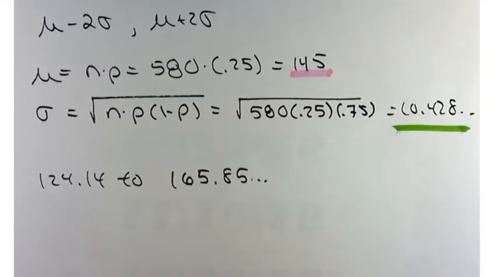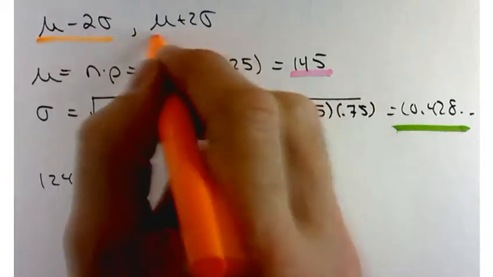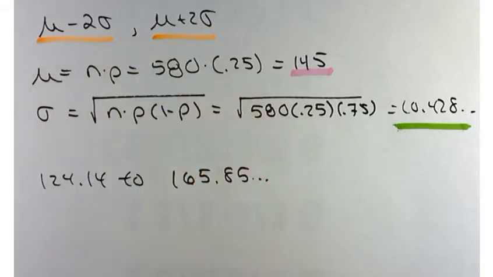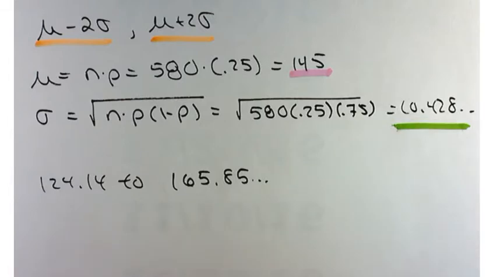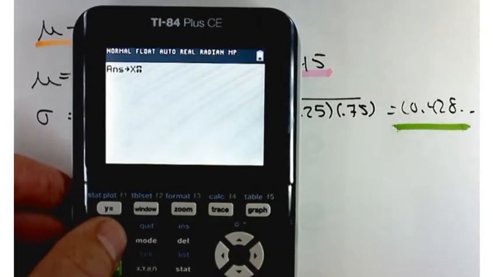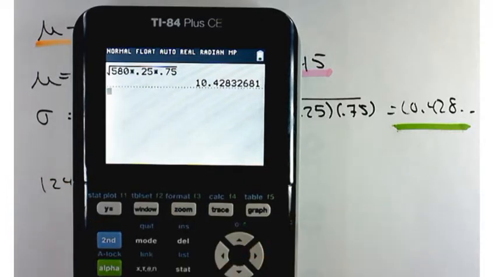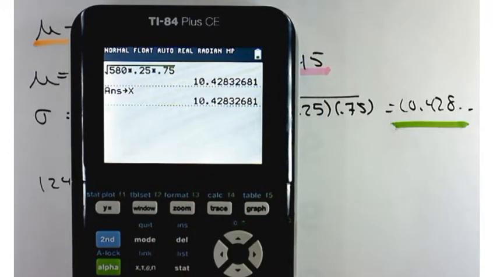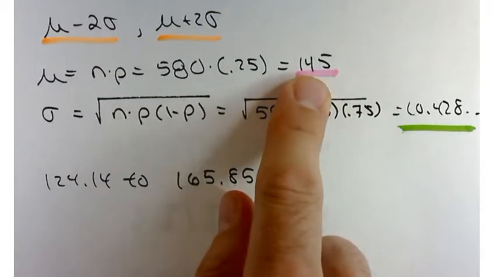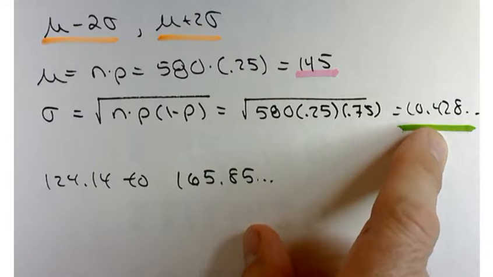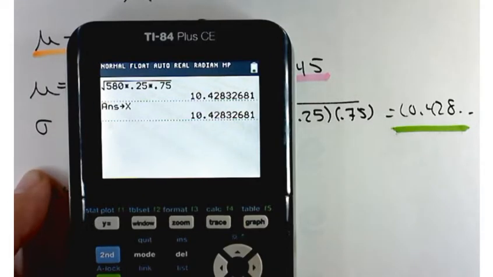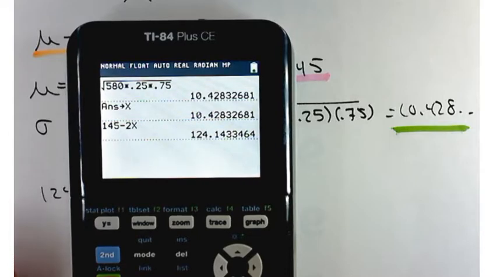To find the range of your typical values, we had to find this quantity, mu minus 2 sigma and mu plus 2 sigma. My shortcut, once I had this number on my calculator, let's pull that up again. I stored that in X just to make my calculation easier, so I didn't have to type in that number. Then I calculated the mean, which is 145 minus 2X, that gave me my lower limit, and then the mean plus 2X. So it looked like this, 145 minus 2X and 145 plus 2X.